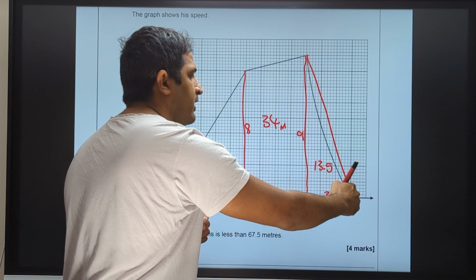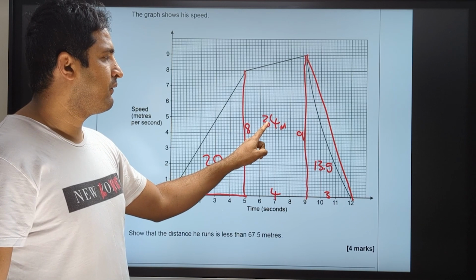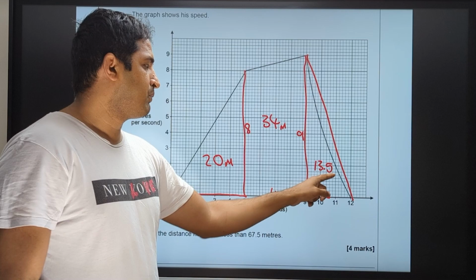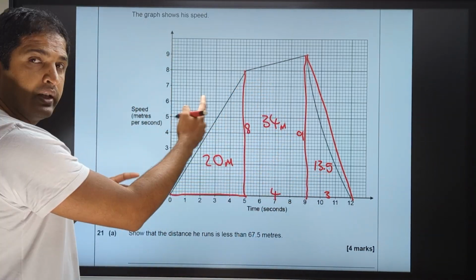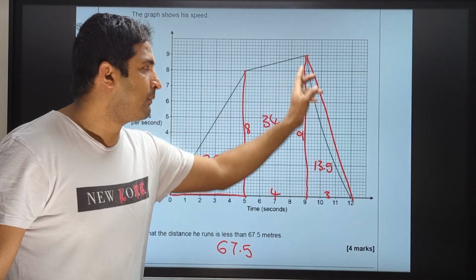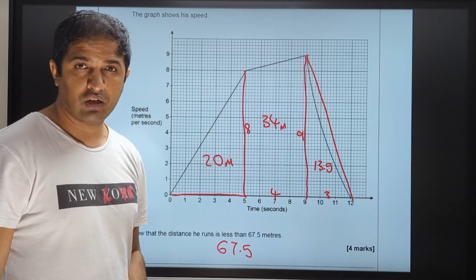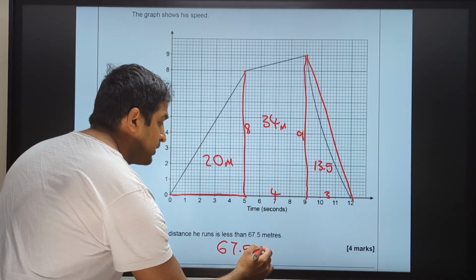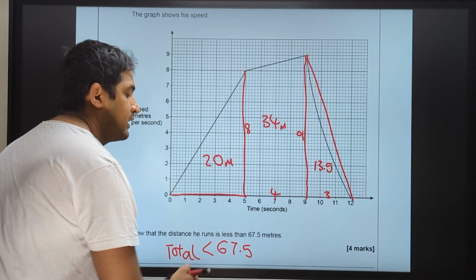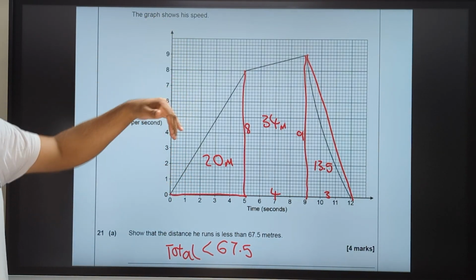And if the curve is underneath that, it's going to be less than whatever we worked out to be. So 20 and 30, 54, 54 and 10, which is 64, 67.5. So we worked out the entire area for this is 67.5. And this curve means it's going to be less than that. We have some extra area that we included that shouldn't have been because we used the estimate. And therefore the total distance is going to be less than 67.5 because the area is underneath that line that we used.